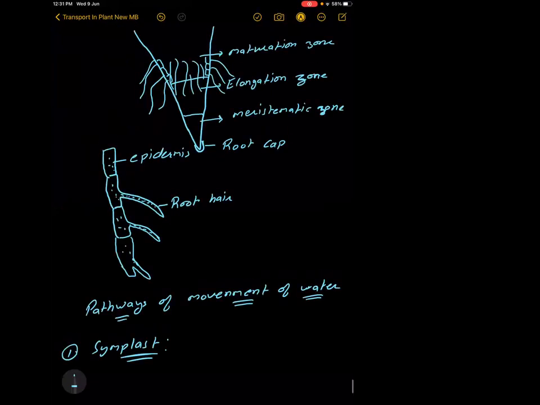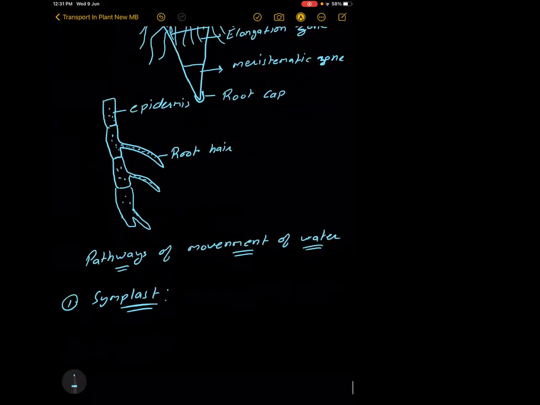Yes, this is a root system only. In symplast, the water moves from the protoplasm, from one cell to the next cell through the protoplasm. If the living material is involved in this movement of water, then it is called symplast. And if it is non-living material, then it is called apoplast. So there are two terms we use to explain the pathway.